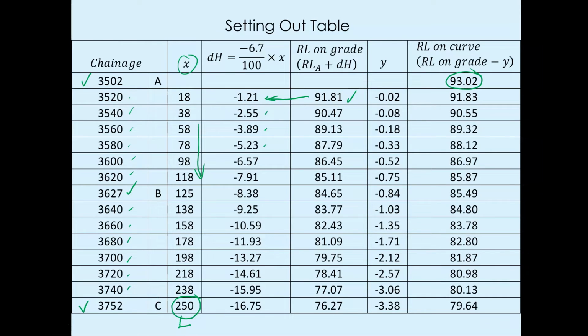Okay, what's the next one? Your DH is minus 2.55. Again, reduced level of A, 93.02 plus that, which is minus 2.55. You get that. So that will go all the way down until you get to C.